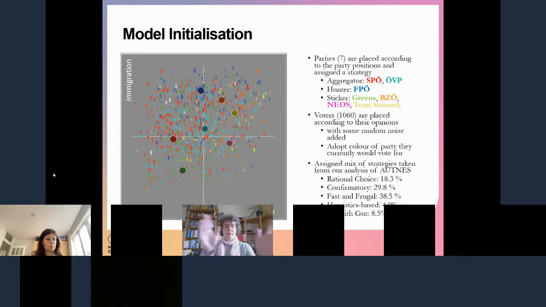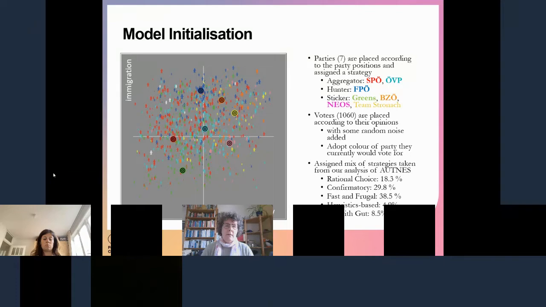On the left, you can see the world. It's implemented in NetLogo, the model. So this model world can only show two dimensions. I've chosen economy and immigration, but you can choose different dimensions in the model interface to be shown.